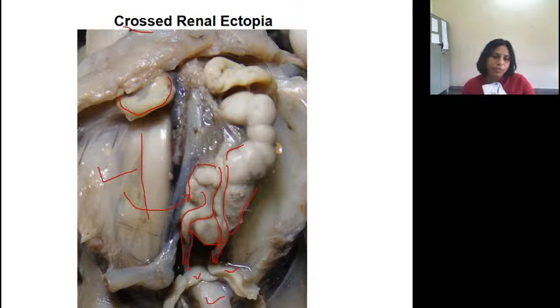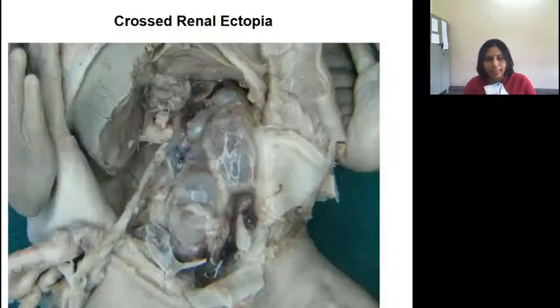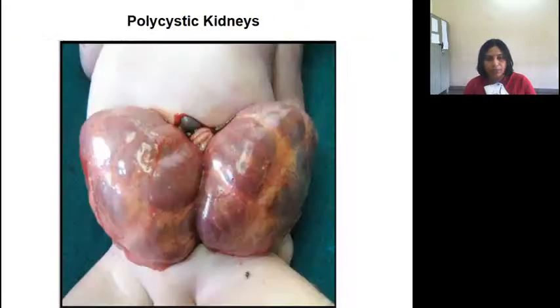So whenever you don't find a kidney on one side, you should suspect. When the kidney is not in normal position and it is not seen in the renal fossa, then you should suspect either an absent kidney or a crossed renal ectopia, or sometimes a pelvic kidney. So this is also a crossed renal ectopia. You can see this kidney crossed to the opposite side here and fused with the other kidney. This is also an example for the crossed renal ectopia.